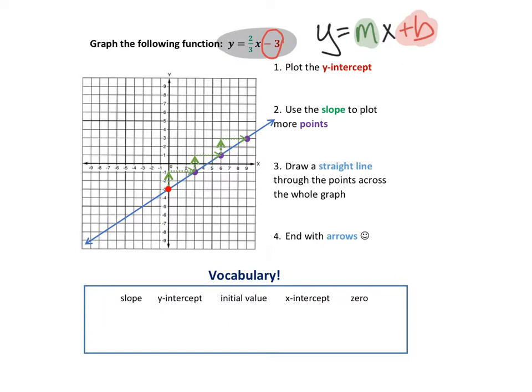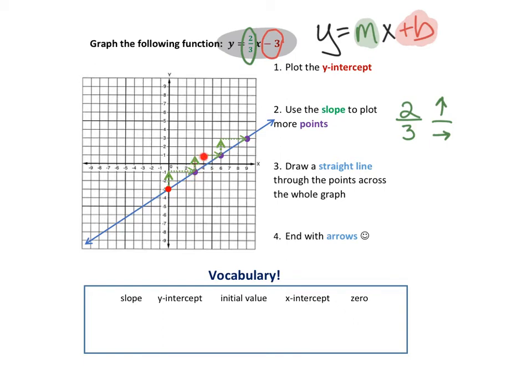Then we're going to use the slope, the m value, the rate of change, to plot more points. So the slope here was 2/3, which means that from each coordinate that we've graphed, we're going to go up 2 units and right 3 units. So watch this pattern happen on your screen. We go up 1, 2, and over 1, 2, 3. We put another coordinate there. That pattern repeats across your graph.